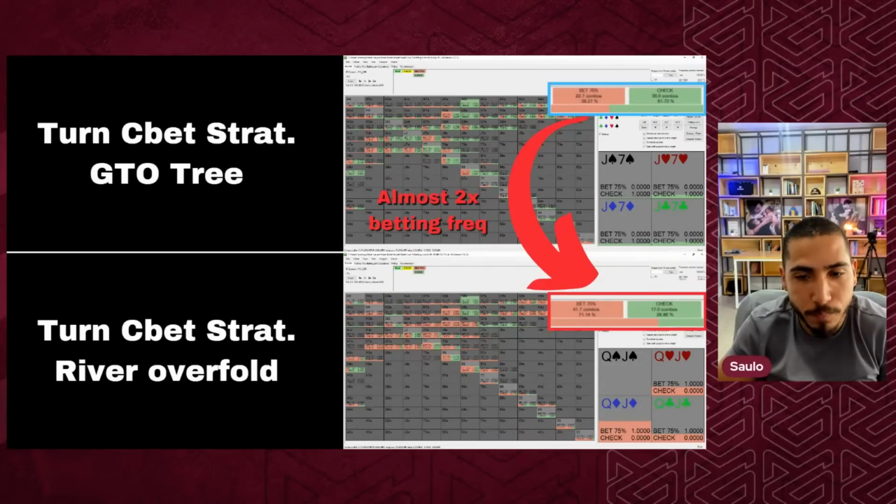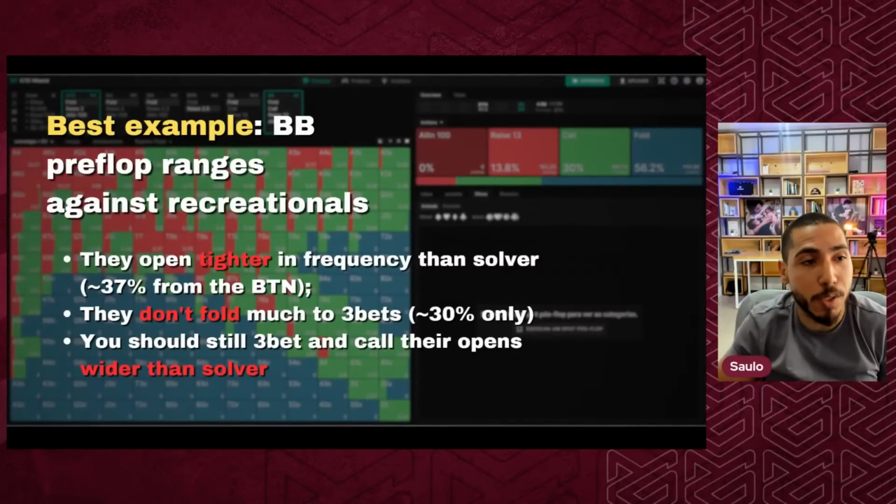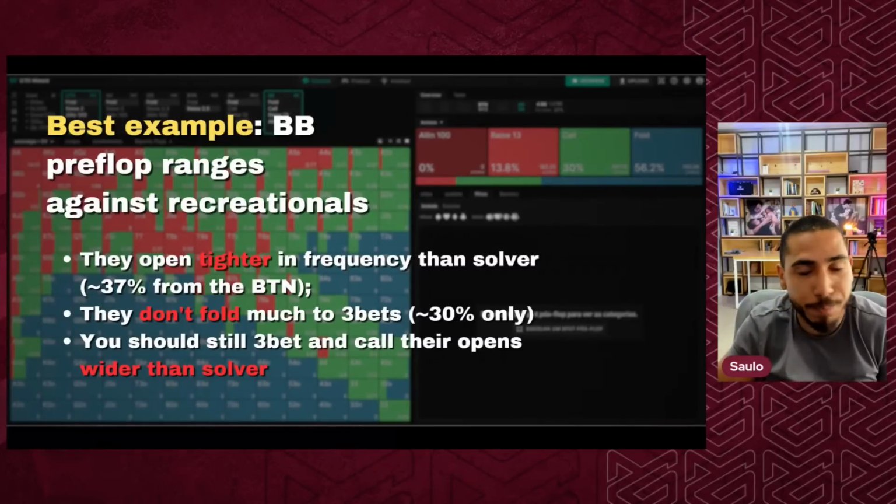That's how you do it. Now, the best example of this process I can give to you guys is big blind pre-flop ranges against recreationals. Because guess what? Pre-flop is not separate from the game tree.